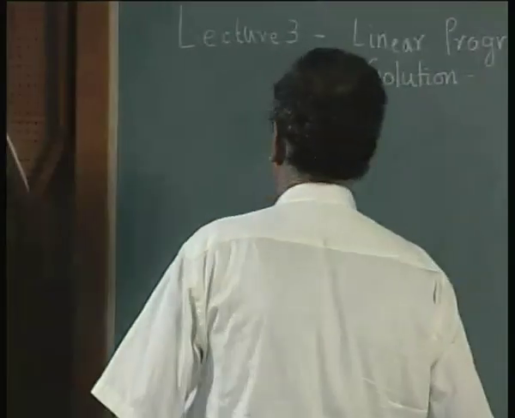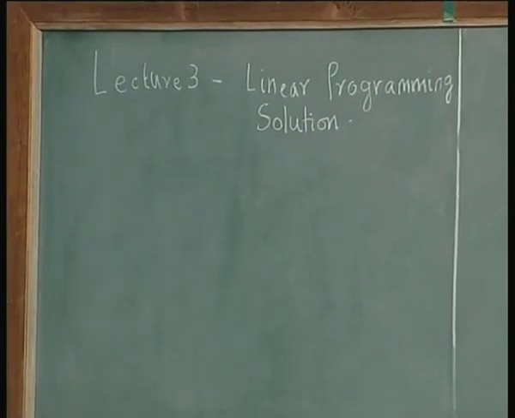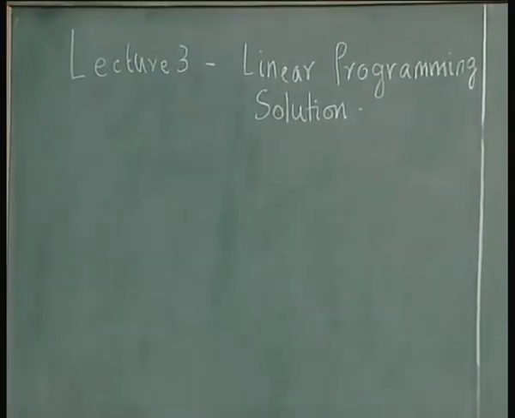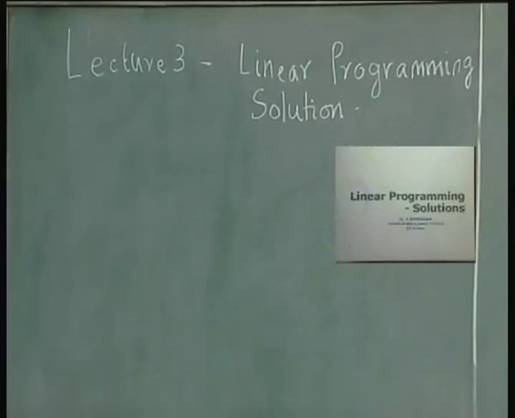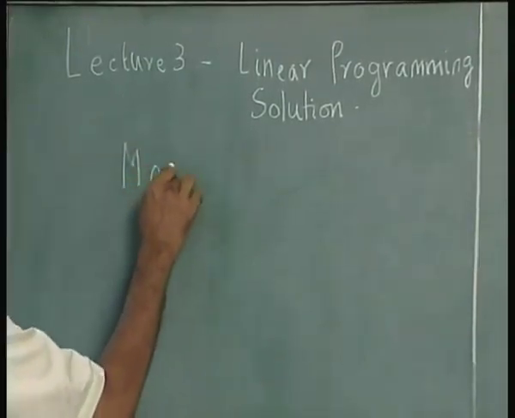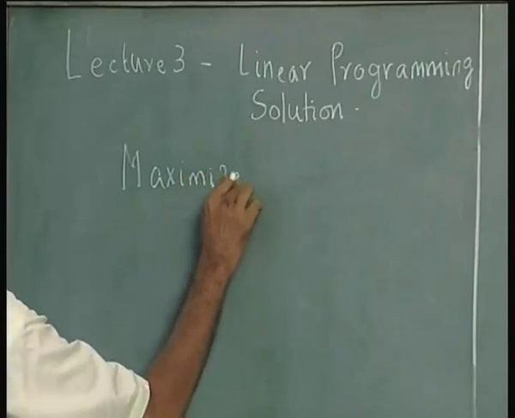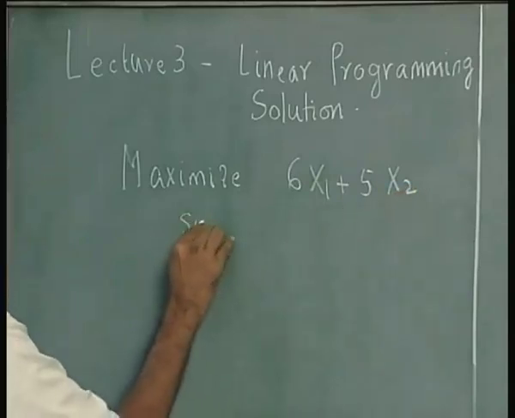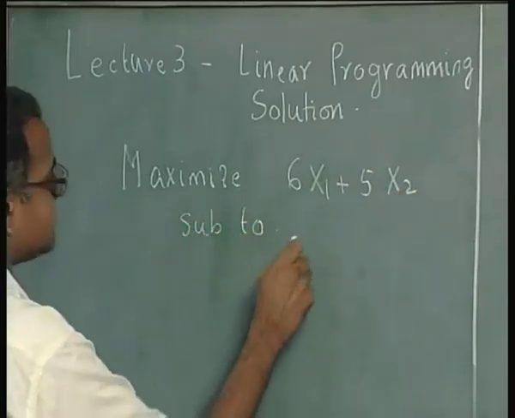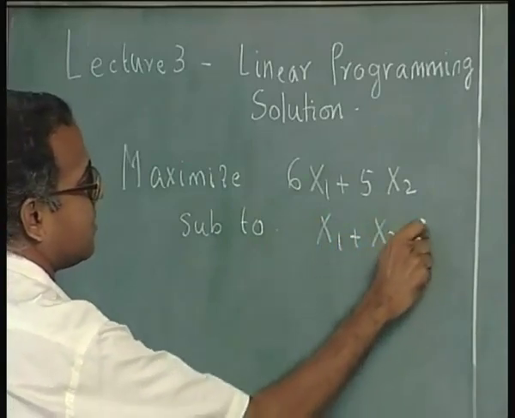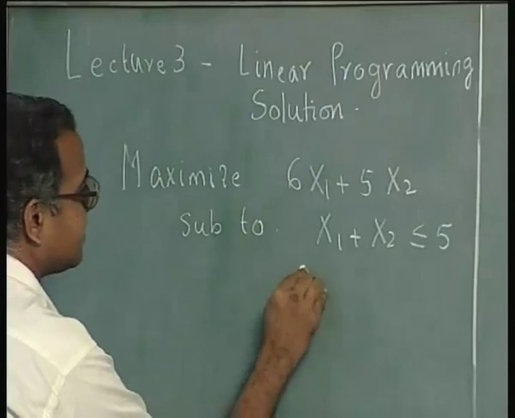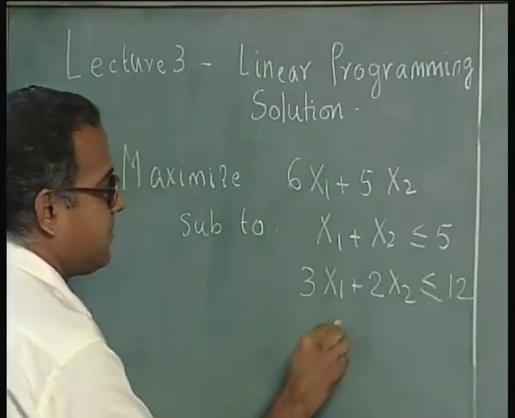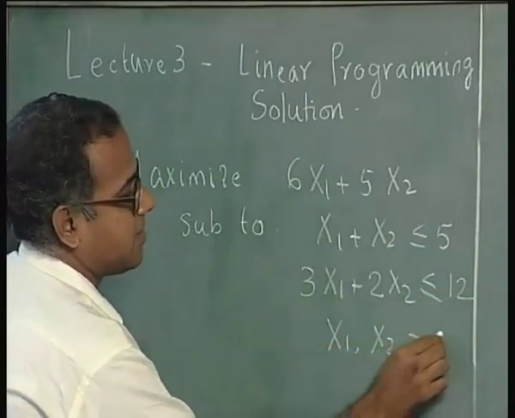Today we will look at solving linear programming problems. We will start by considering a simple example and then see first the graphical method to solve linear programming problems. The problem that we will take up is to maximize (6x1 plus 5x2) subject to x1 plus x2 less than or equal to 5, 3x1 plus 2x2 less than or equal to 12, x1 x2 greater than or equal to 0.